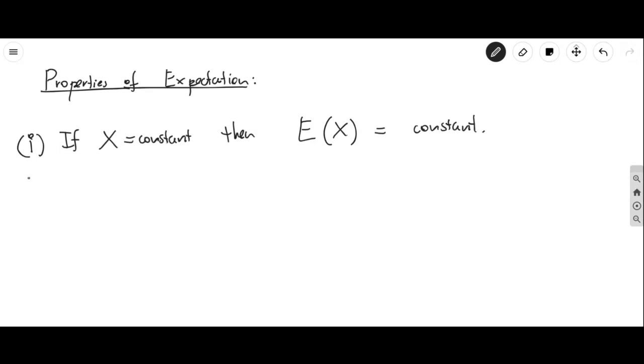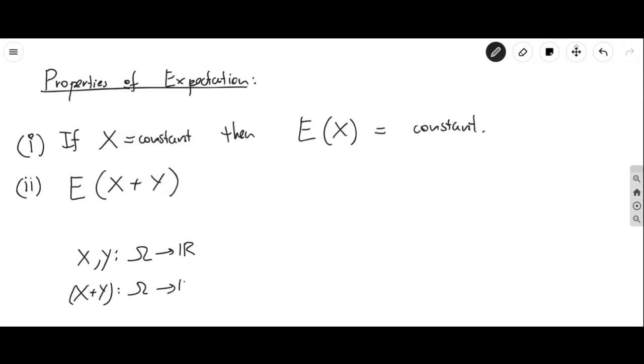The second property is that if you take the expectation of a sum of two random variables. Now, what do we mean by adding two random variables together? Well, this is a function and that is a function, right? These are functions. And this is just the sum of the two functions. You're just adding two functions together. So how do you then determine what this does to a sample point? Well, you evaluate it using x, you evaluate it using y, and then you have two numbers that you can add together.